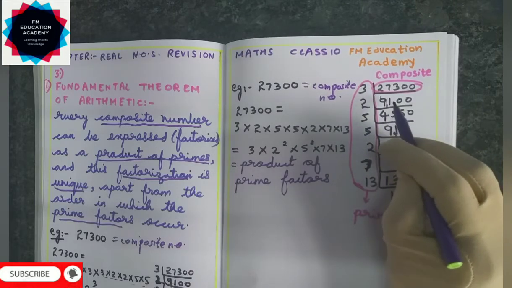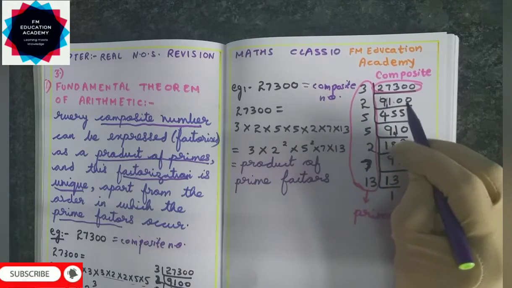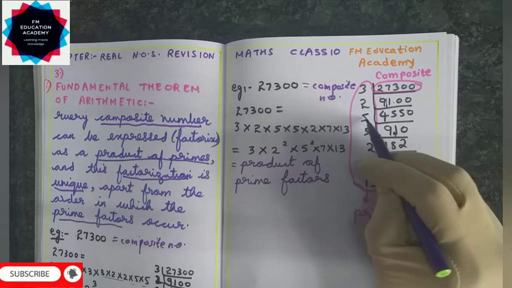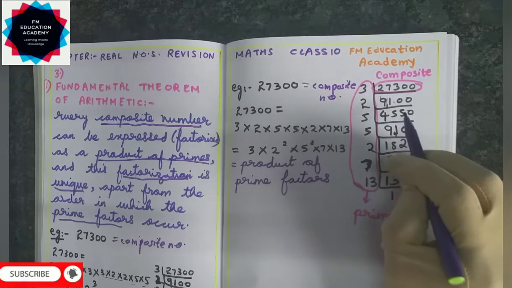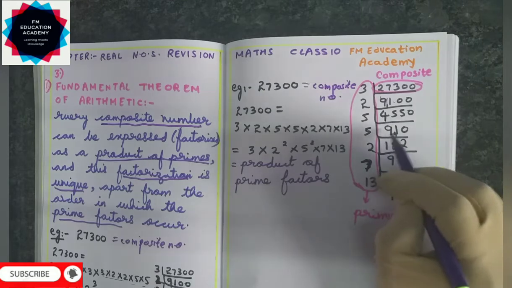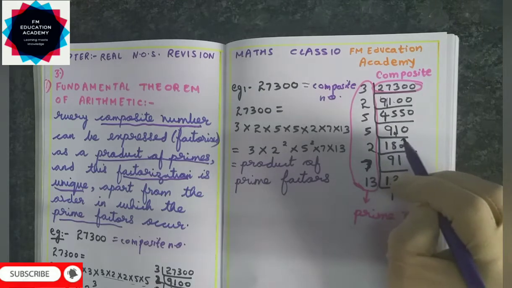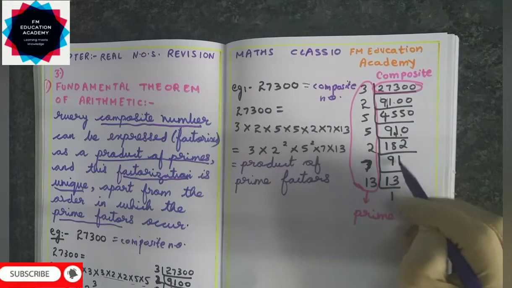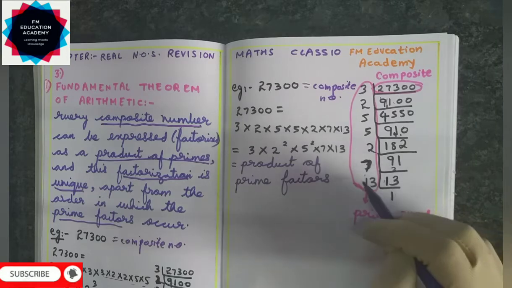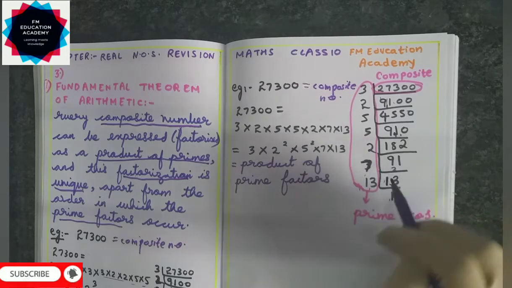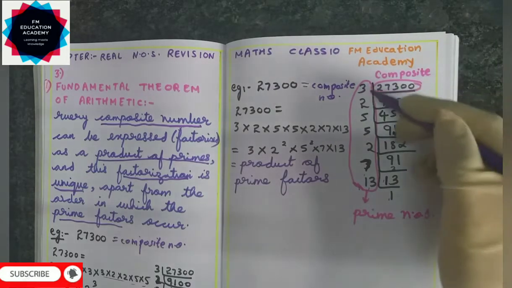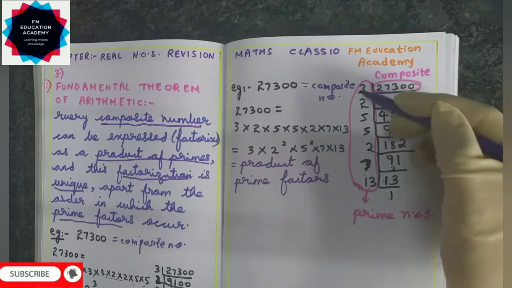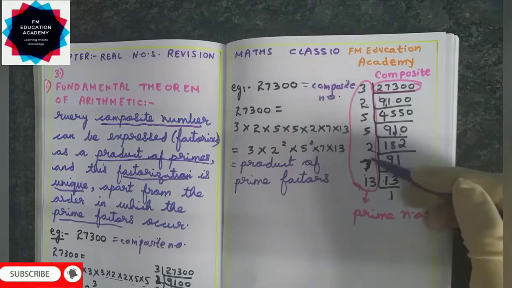2 4s are 8, 9 1 is 0 is 1 1, 2 5s are 10, 1 0, 2 5s are 10, 2 zeros are 5, 9s are 45, 5 1s are 5, 5 zeros are 5, 5 8s are 40, 5 2s are 10. 2 9s are 18, 2 1s are 2, 7 1s are 7, 7 3s are 21, 13 1s are 13, as 13 is a prime number. So, what did I get? I can express this 27,300 as 3 into 2 into 5 into 5 into 2 into 7 into 13.